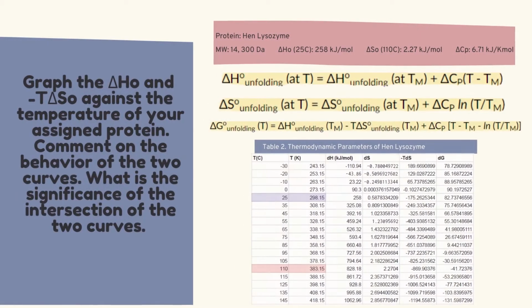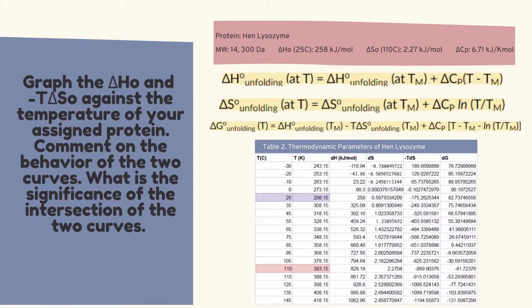For the next question, graph the delta H naught and negative T delta S naught against the temperature of your assigned protein. Comment on the behavior of the two curves. What is the significance of the intersection of the two curves? So the assigned protein to our group is the hen lysozyme.